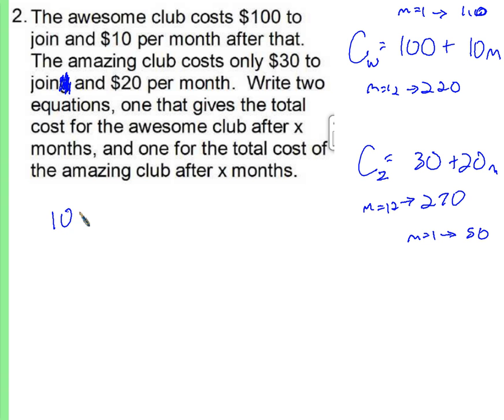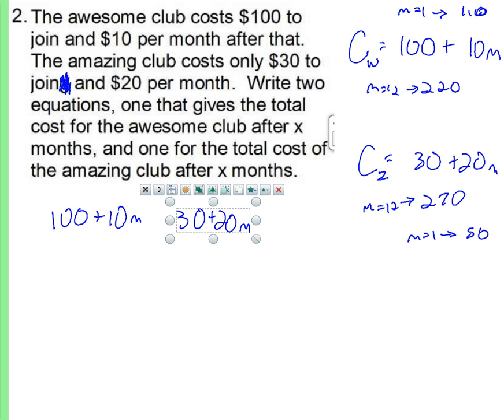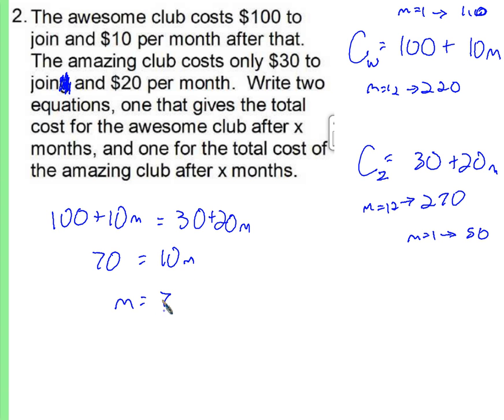Okay, so what we're saying is, this guy here, 100 plus 10M, that will give me the cost of the Awesome Club. I want the cost of the Awesome Club and the cost of the Amazing Club to be equal. And the cost of the Amazing Club is 30 plus 20M. And so what we see is 100 plus 10M is going to be the same as 30 plus 20M. You see all this middle stuff. Set it all equal to each other and solve for M, the number of months when they cost the same amount. So we get 70 equals 10M, and M equals conveniently 7.